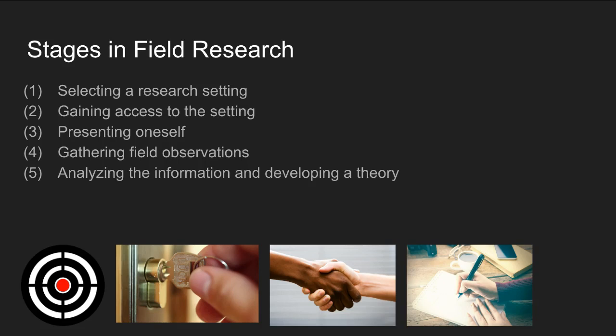So there are several stages in field research. The first is that the researcher has to select a social setting. The second is they have to get access to that setting. You have to introduce yourself to the people that you want to study. And then you have to gather field observations. And this is often one of the longest parts of field research, spending time observing people, interviewing them. And then once you've gathered your field observations, you've made field jottings, you can analyze all of that information and develop a theory of social life to answer some of the questions that you were interested in.